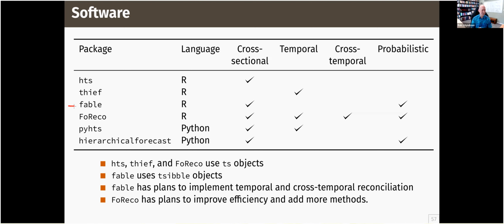It's a much simpler interface than HDS, which is a little complicated to specify all of the aggregations you're interested in. Fable's really simple interface, which is nice. At the moment, it does cross-sectional point forecast reconciliation and probabilistic cross-sectional reconciliation. It doesn't do anything temporal or cross-temporal yet, but we are planning that it will.